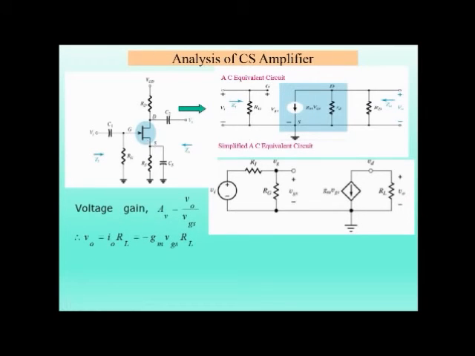In this case, the gain AV will be V0 by VGS, and this V output will be I0 into RL, or minus GM VGS into RL. GM is the transconductance value. So the voltage gain AV is given as V0 by VGS, which equals minus GM RL, and this RL is the parallel connection of small rd with this RD.